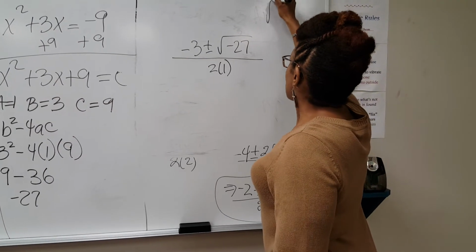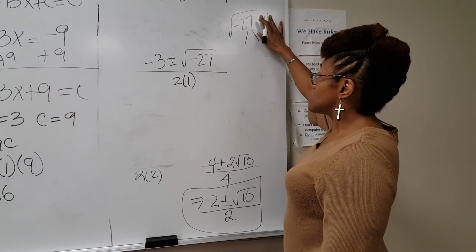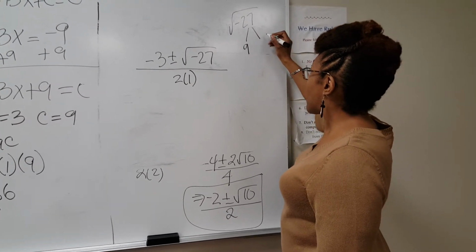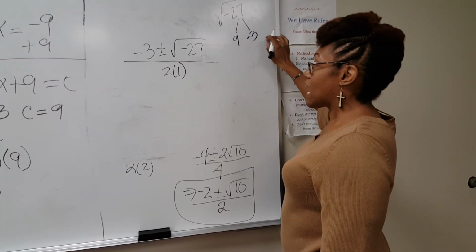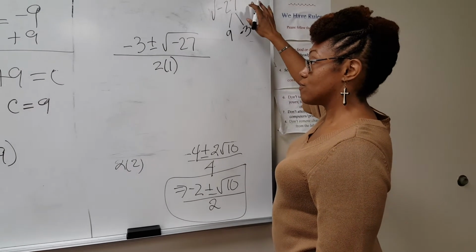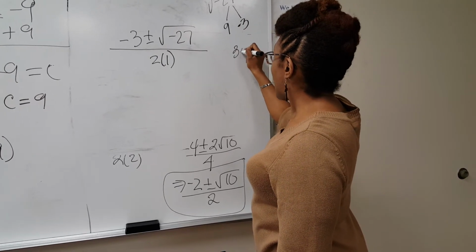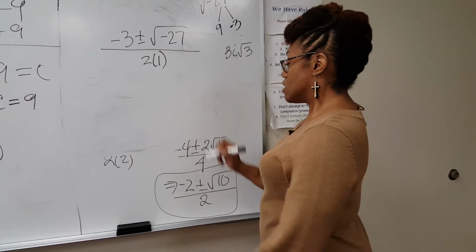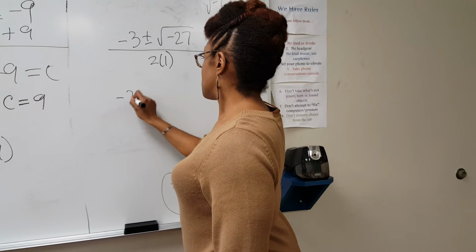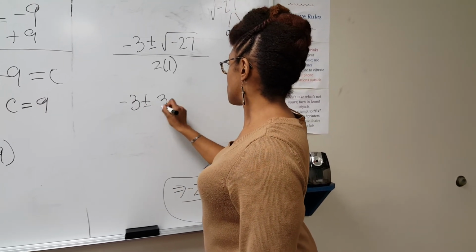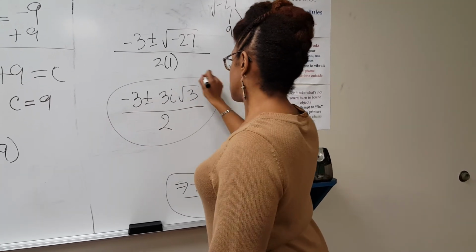So, if I break down the square root of negative 27, right, again, I'm saying what multiplies to be 27? Well, that would be 9 and 3, but we're going to leave that as a negative, right? So anytime you take a square root of something that's negative, it is imaginary. So this would be 3i square root of 3. So now I can put this all together in my quadratic formula. This would be negative 3 plus or minus 3i square root of 3 all over 2. And then that is my solution.